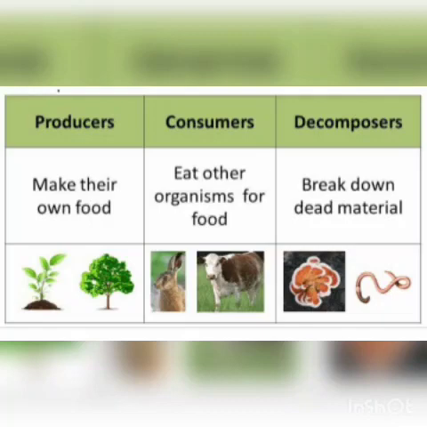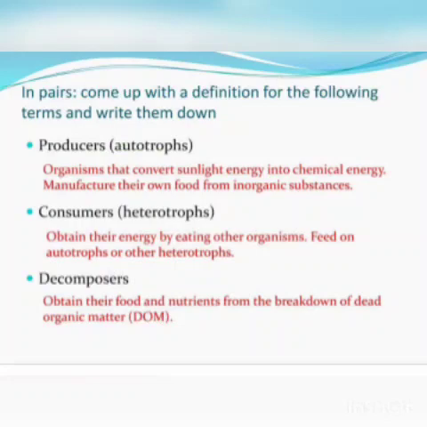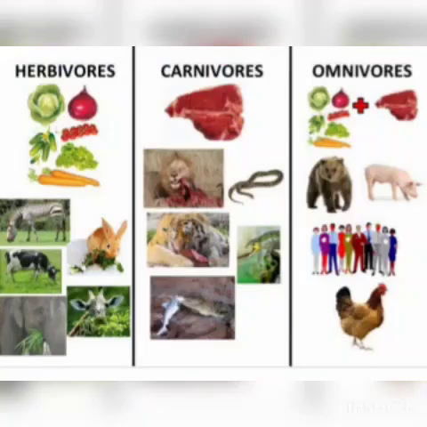Now, what are consumers? Consumers are the living organisms that are not able to produce their food on their own, or we can say they are heterotrophs. Human beings, all animals, reptiles, and birds are called consumers, and these consumers can further be classified into herbivores, carnivores, and omnivores. So, what are these?